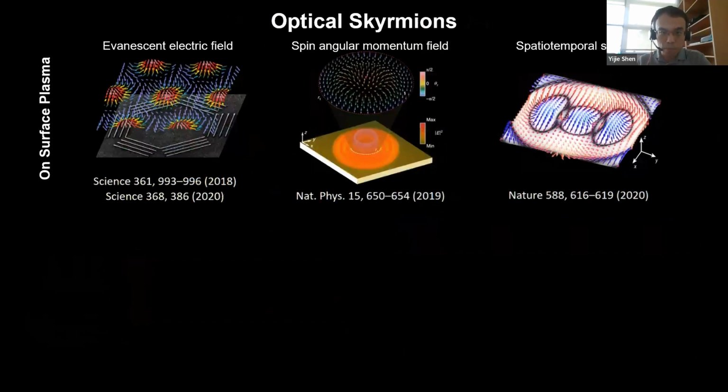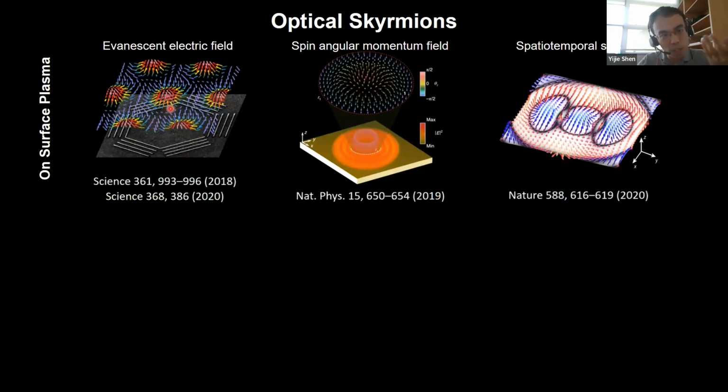But today I will focus on an even more novel concept, optical skyrmions. That means constructing skyrmion texture using an optical vector field. It's very different from the solid state physics skyrmions. The initial works in this field came from plasmonic surfaces. How to shape skyrmion texture in light?